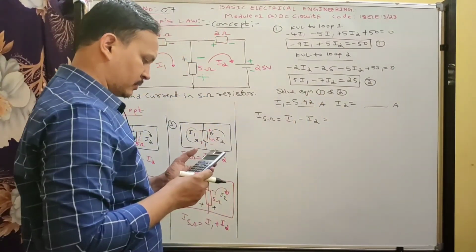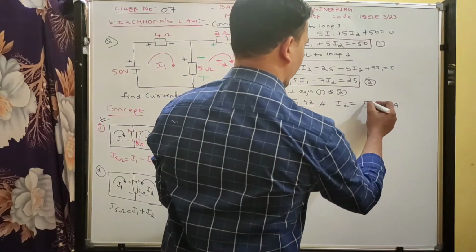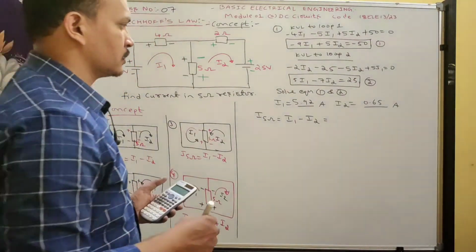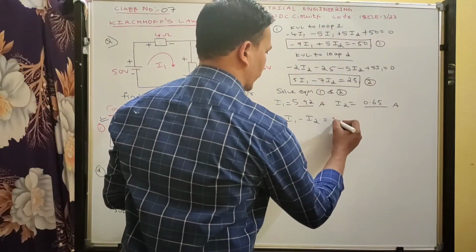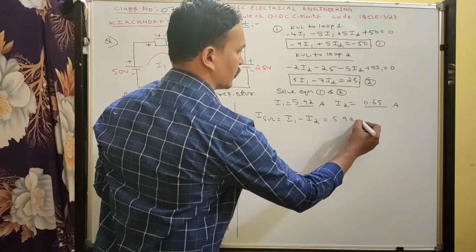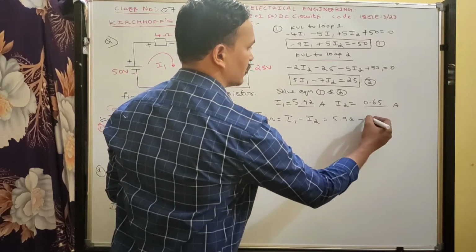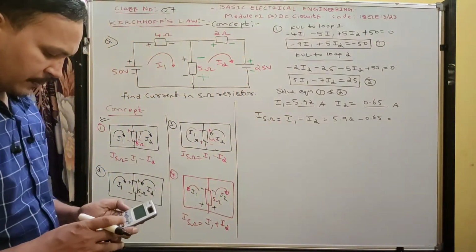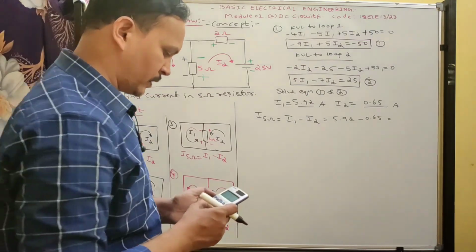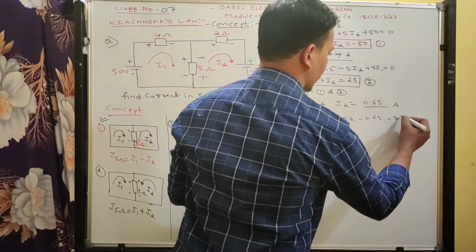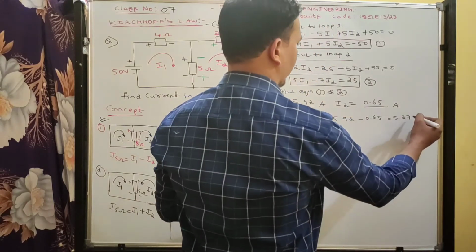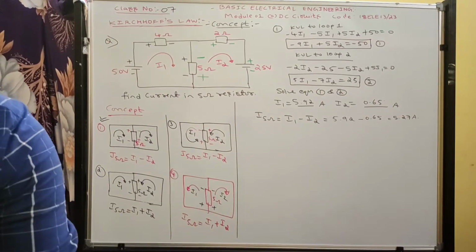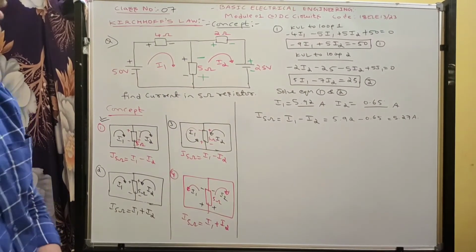5.92 ampere is I1 and 0.65 ampere is the I2 current. See now, substitute I1 minus I2. What is the I1 value? 5.92 minus what is the I2 value? 0.65. This gives how much? 5.92 minus 0.65 gives 5.27. Okay, that gives 5.27 amperes. So this is the answer for that question.